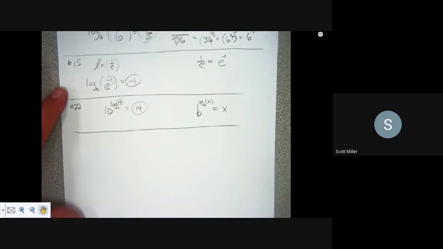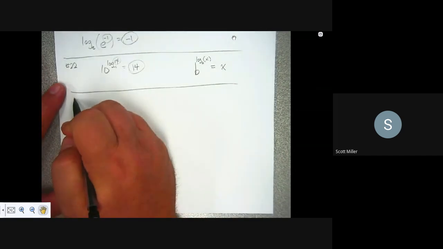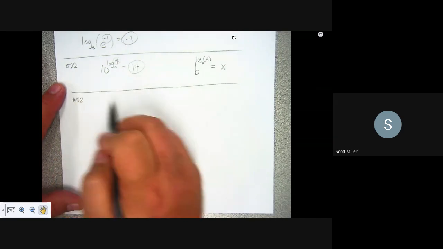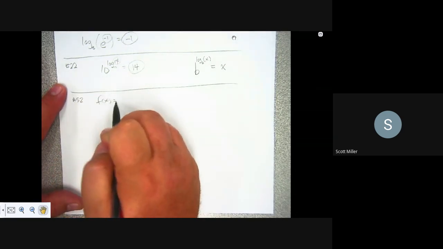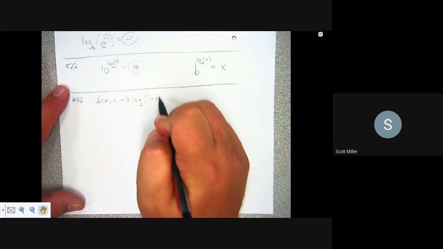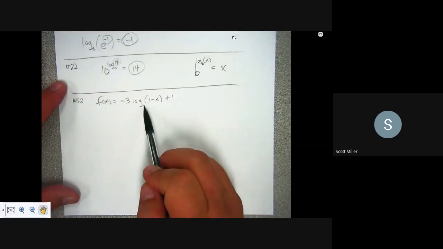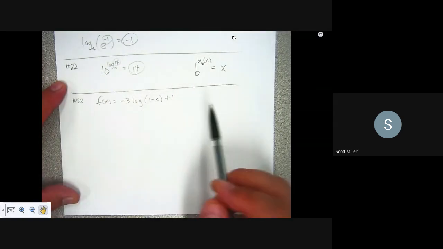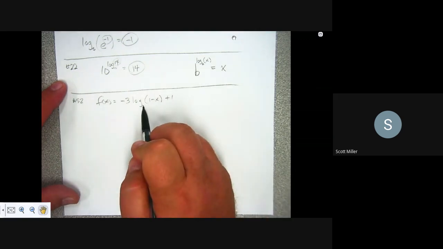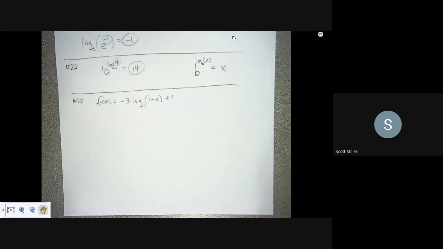We were also asked to do some graphing. So the next two examples are on graphing, walking you through the graphing technique for the types of functions that you're going to have. Here's number 52. I got f of x is a negative 3 times the log of 1 minus x, plus 1. Now, in this example right here, this log has no base number written, so it's automatically base 10. If it's not written, it's base 10, it's the common log. You can actually put it in if you want to help you remember.